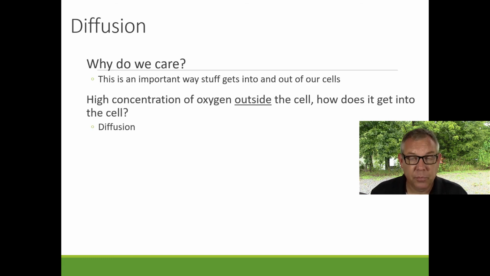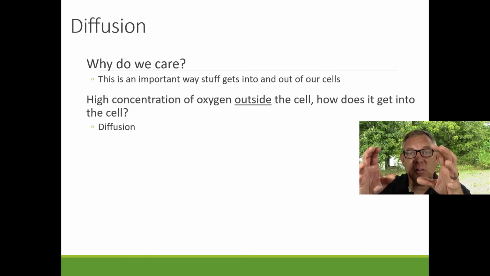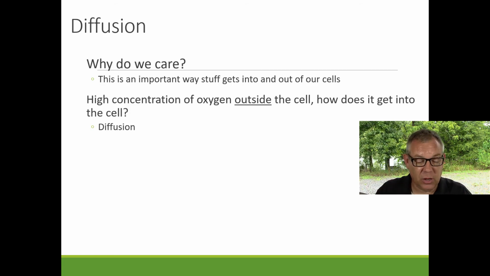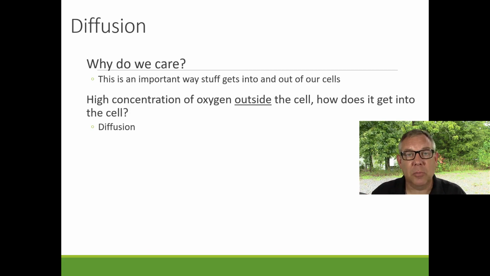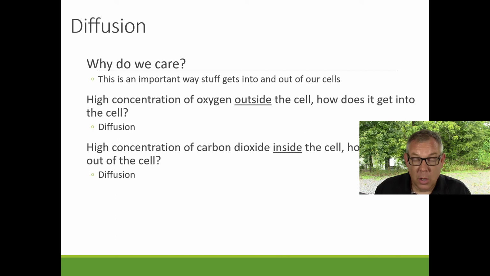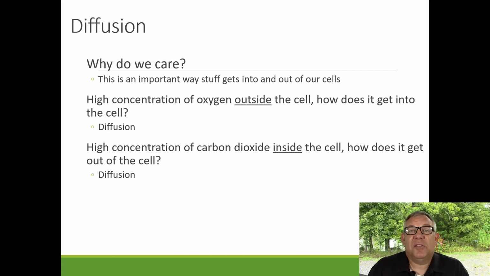And so, for example, when you breathe in, you take in a ton of oxygen. You have a high concentration of oxygen outside your cells, but you need it inside your cells. How's it going to get there? Well, the oxygen's just going to move at random, and it's going to diffuse from the high concentration to the low concentration. And so it's going to diffuse from outside your cell to inside your cell due to this random molecular motion.